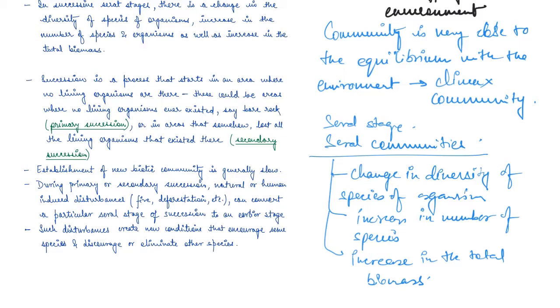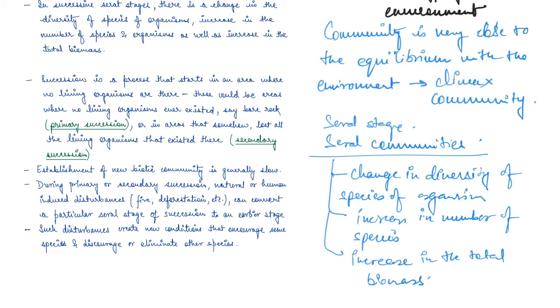Now, at any time during primary or secondary succession, natural or human-induced disturbances like say fire or deforestation can convert a serial stage of succession into an earlier stage as well, right? Because basically these disturbances create new conditions that again encourage some species and discourage or eliminate other species.